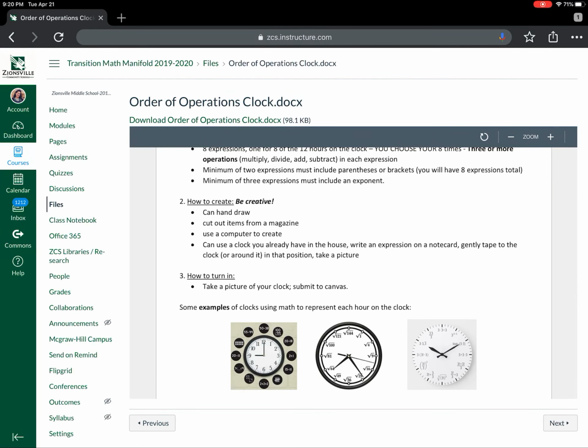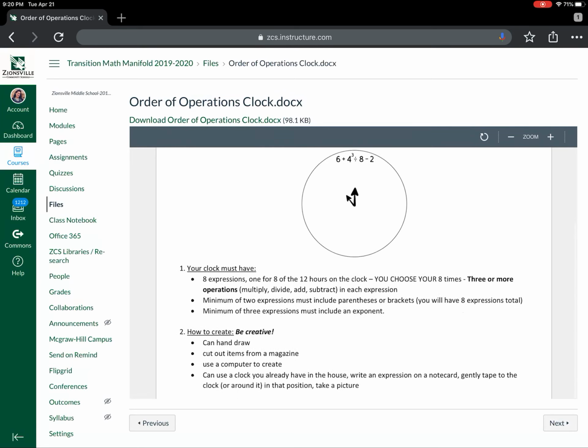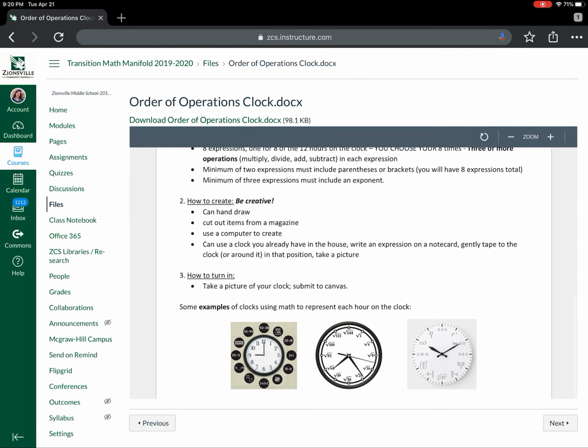You can create these in several different ways. You can hand draw them. You can cut items out of a magazine to help you. You can use the computer to create. I made mine using my Cricut and used Design Space to make my circle and the hands and type out my expression. You can use a clock around your house that you already have.